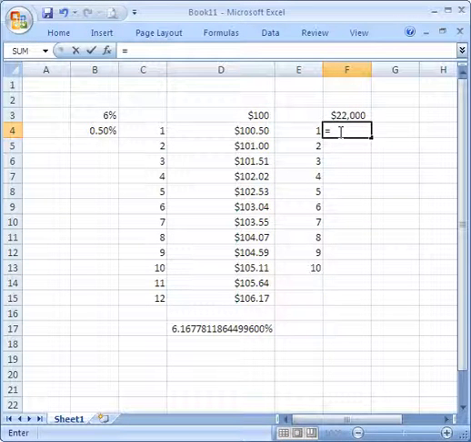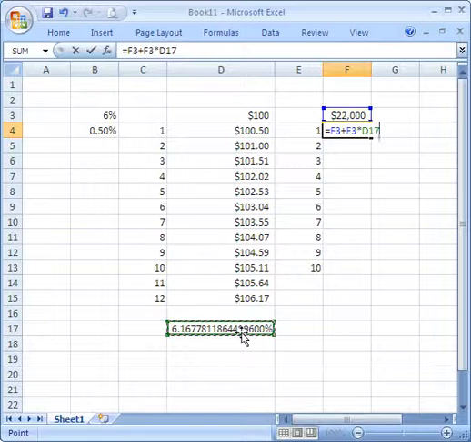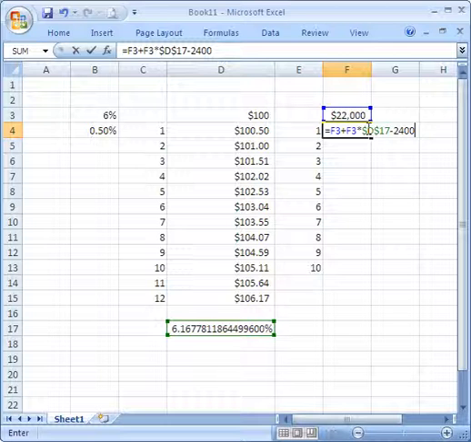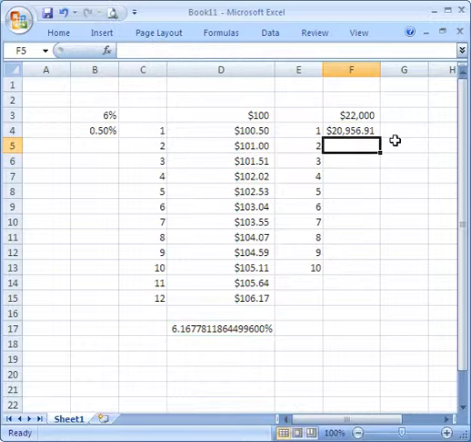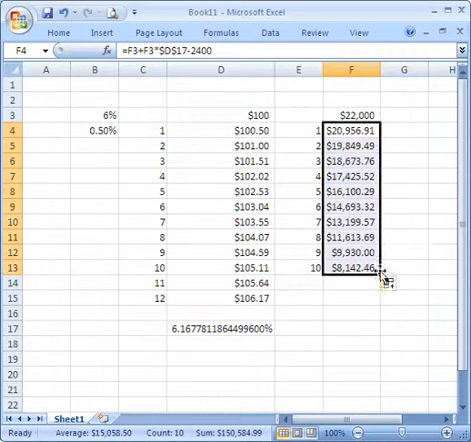After 1 year, we'll owe the original amount plus the yearly interest. The yearly interest was hard to calculate, but now we know what it is. It's this amount right here. And we'll be using it over and over, so we use absolute addressing. At the end of 1 year, we owe the $22,000 we borrowed plus the interest, but we need to subtract off our payment of $2,400. At the end of the year, we owe what we owed plus the interest minus the payment. Now we can just drag this down for 10 years and get our final answer.